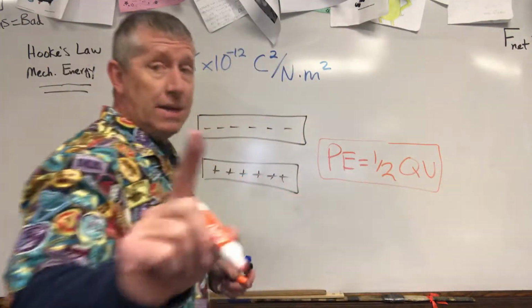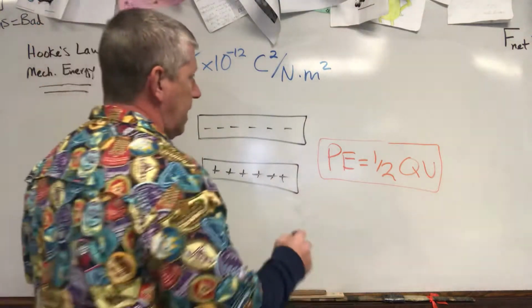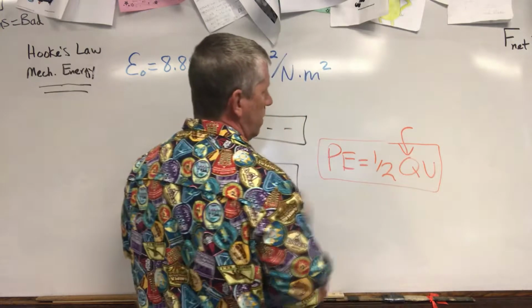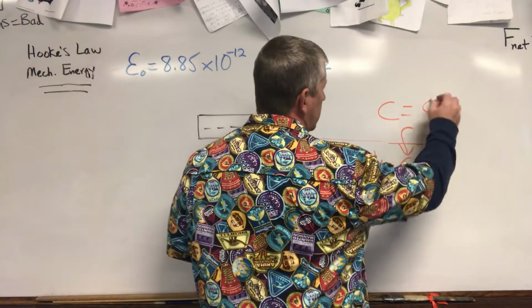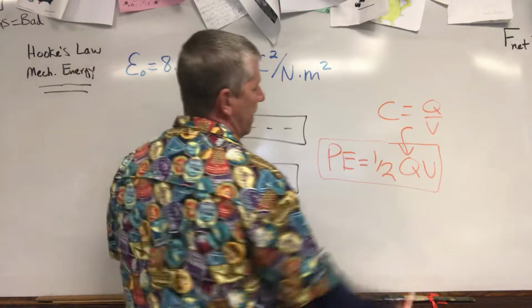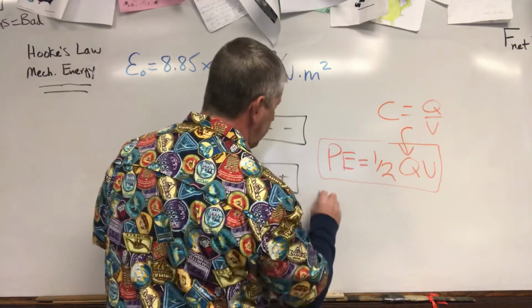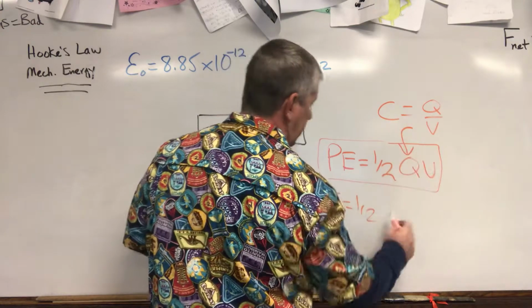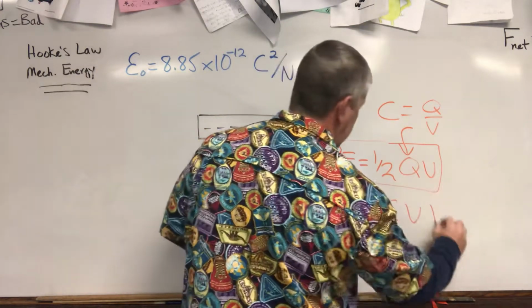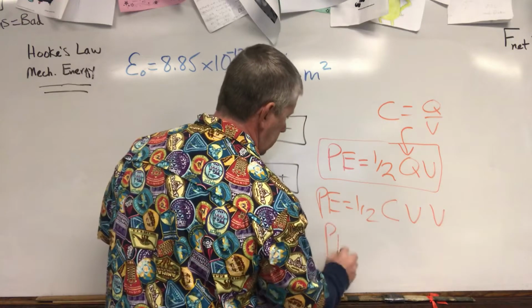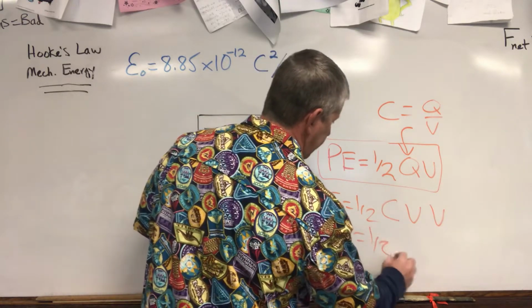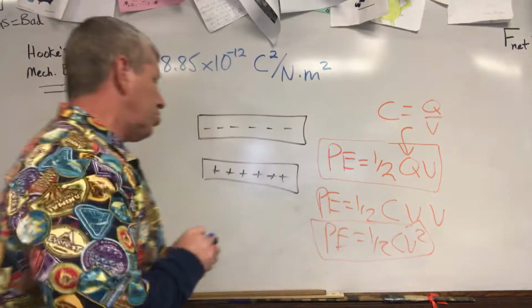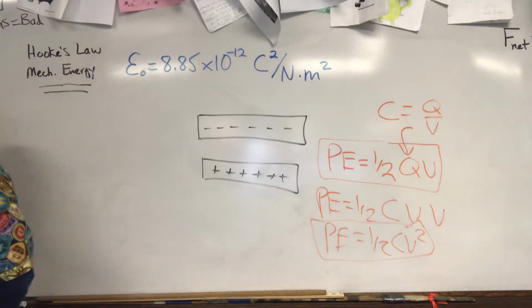Now, handy dandy, and it does come in handy sometimes, we can make a substitution here for that Q, because C is equal to Q over V, and therefore Q is equal to C times V. And if I do that, I'll get 1/2 CV squared. That is another handy-dandy version of the potential energy of a capacitor equation.